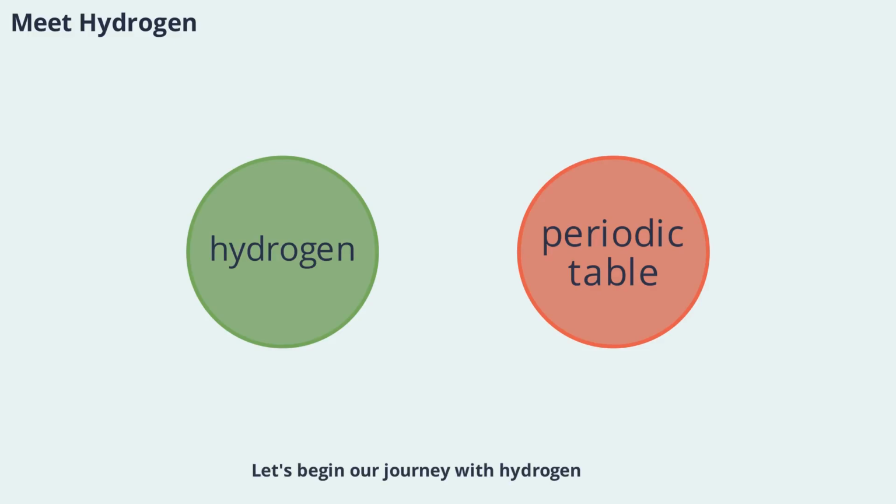Let's begin our journey with hydrogen, the very first element on the periodic table. With the symbol H and atomic number 1, hydrogen is the simplest and most abundant element in the universe. It consists of just one proton and one electron, making it unique among all elements. Its position at the top left of the periodic table highlights its fundamental nature. Hydrogen is the building block for stars, water, and even life itself.